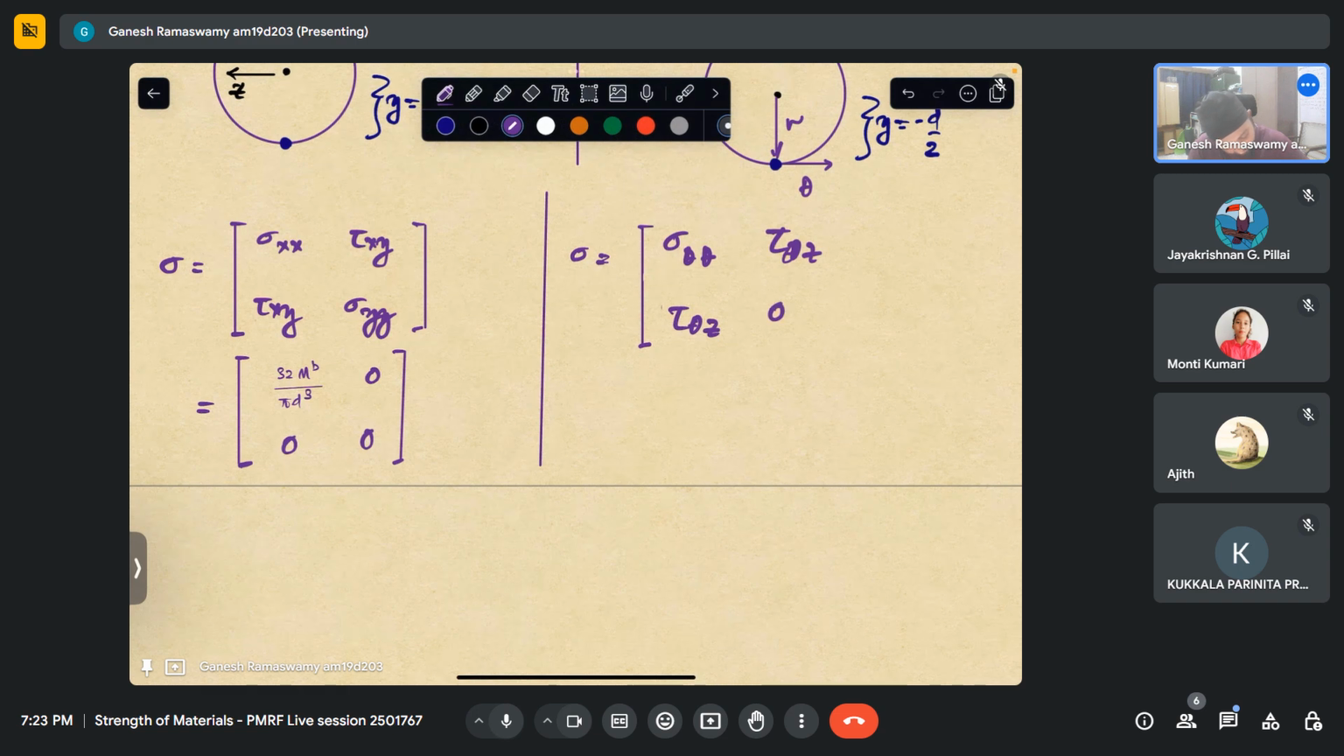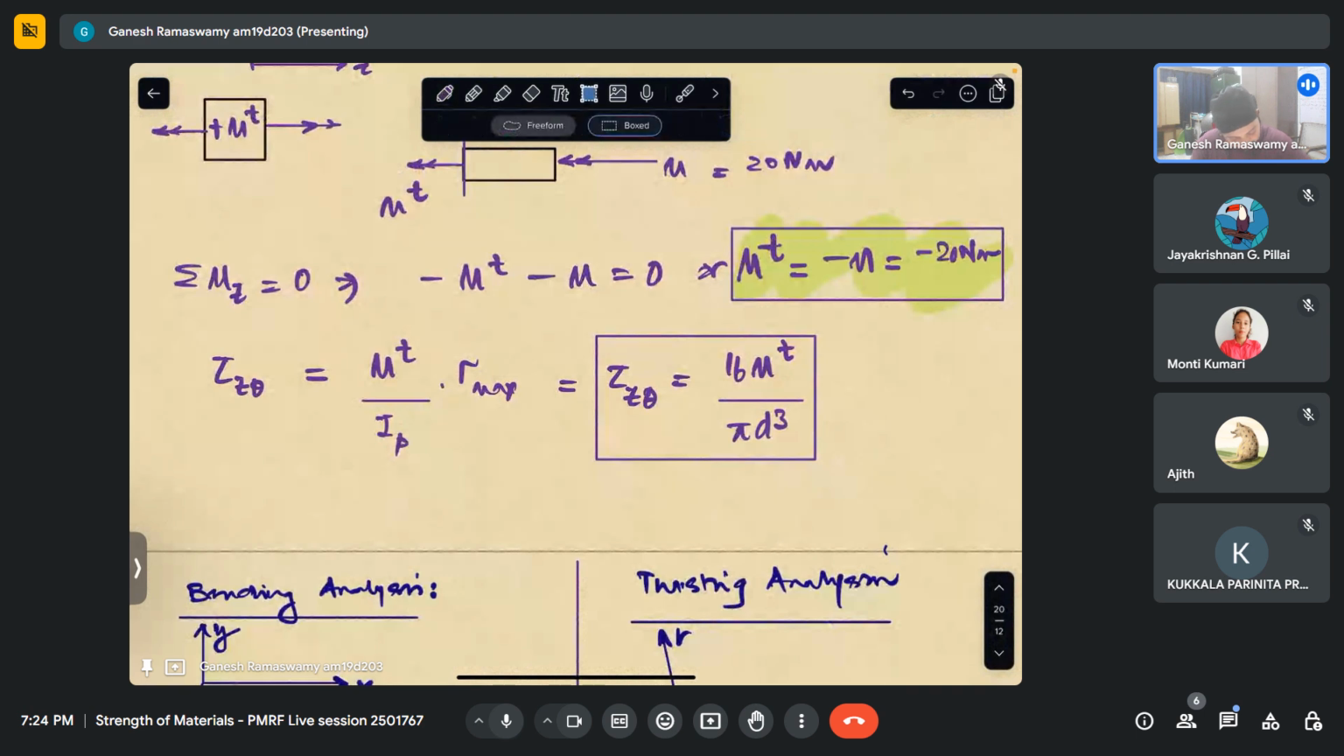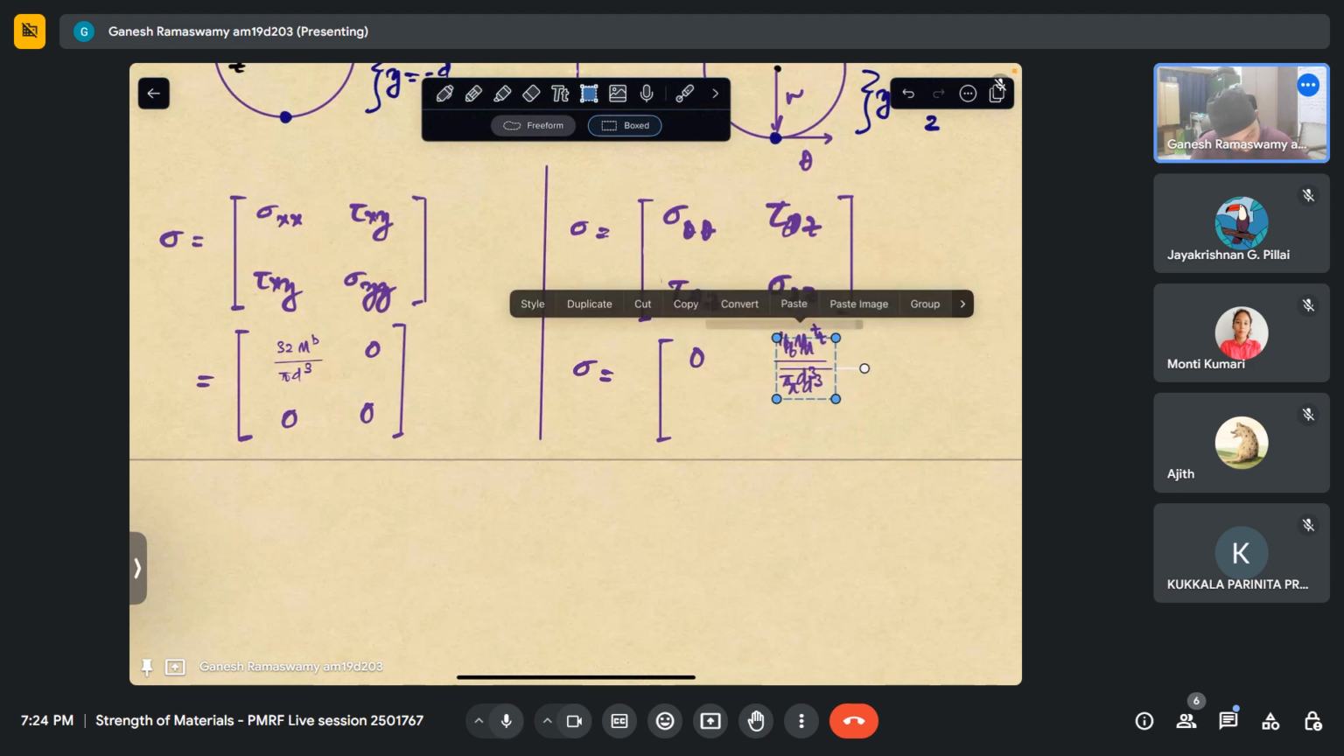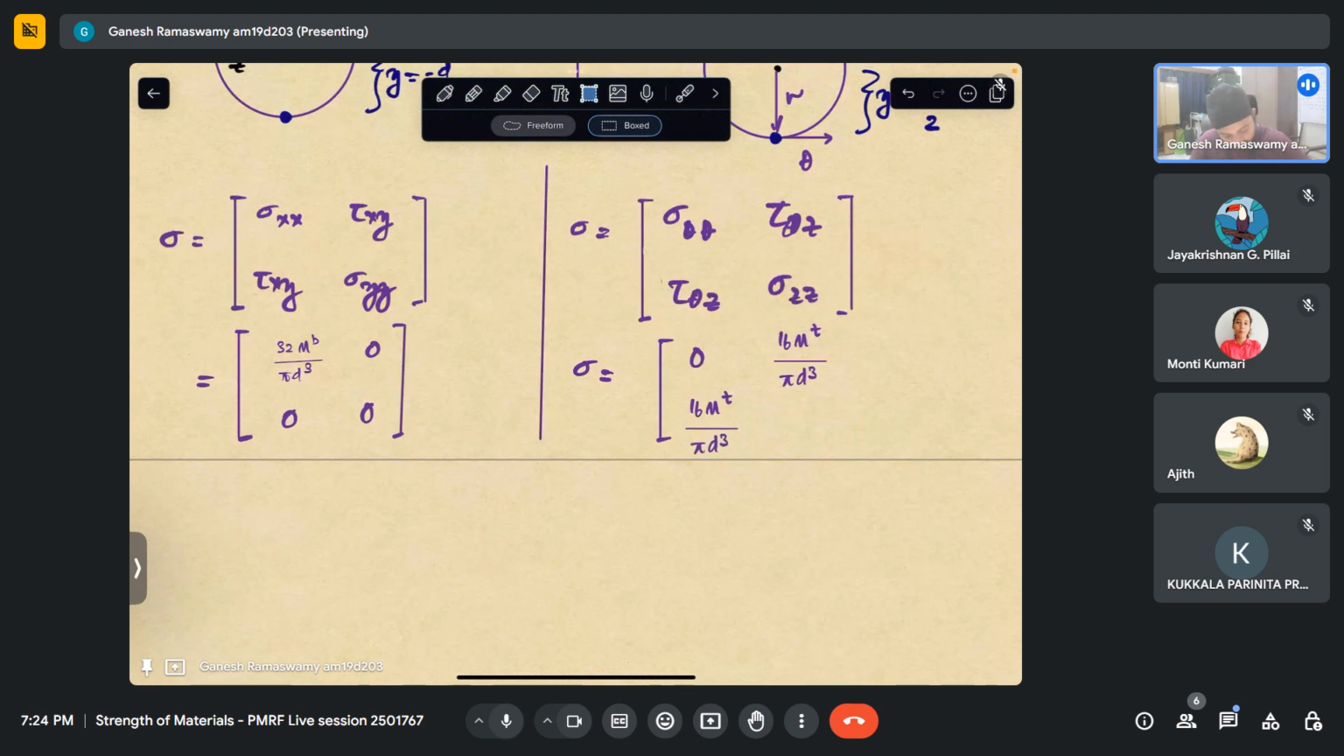This is the general form of the stress tensor, but for this problem it will water down to, this will be 0, this will be 16 MT by pi d cubed by equality of cross shears, and this is also 0. I hope you're able to appreciate how we have populated these two stress tensors.